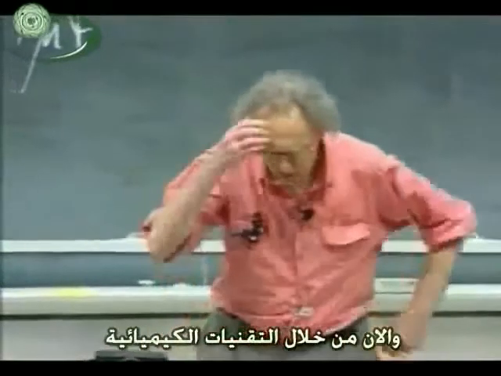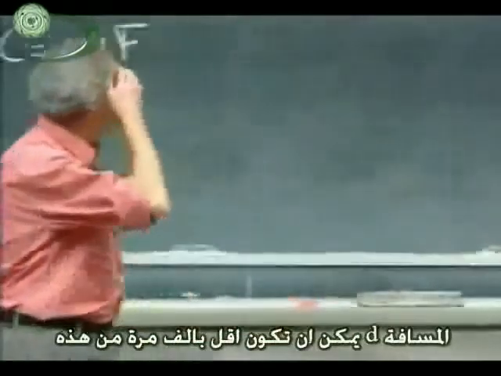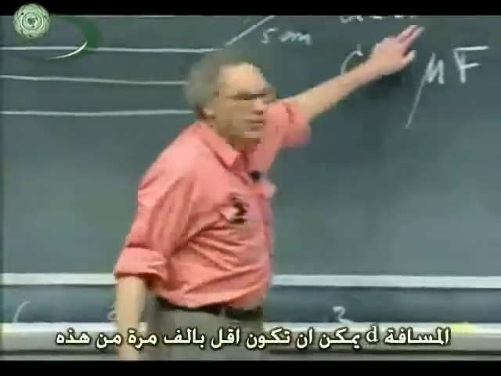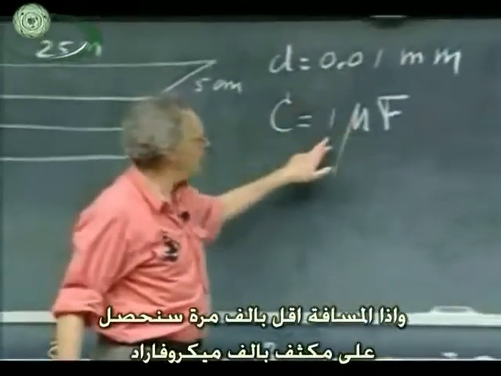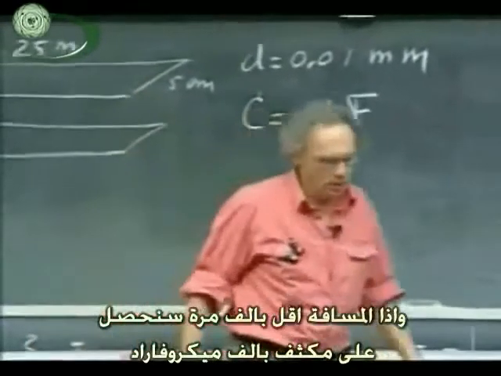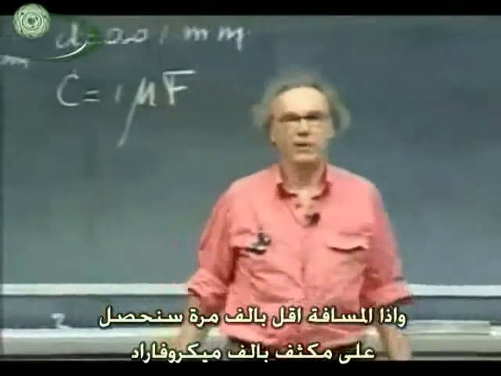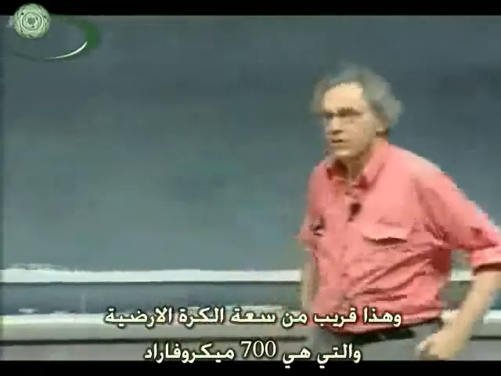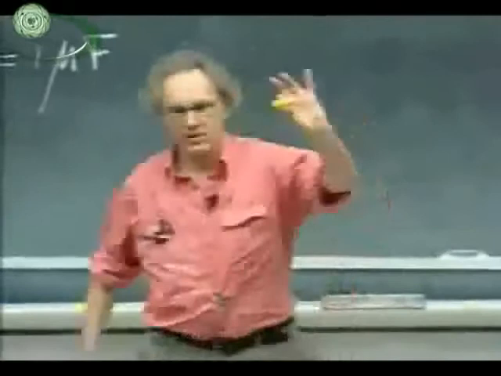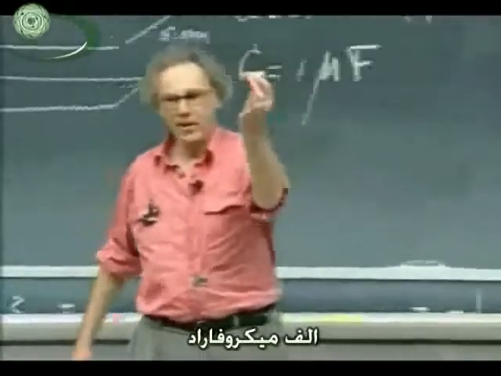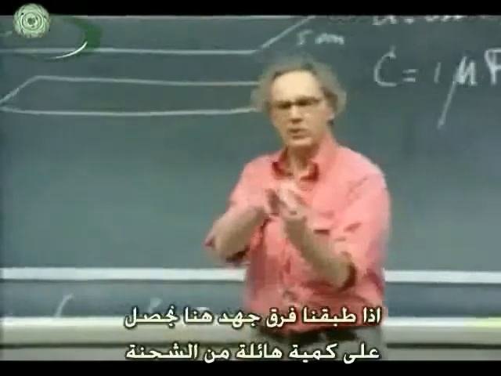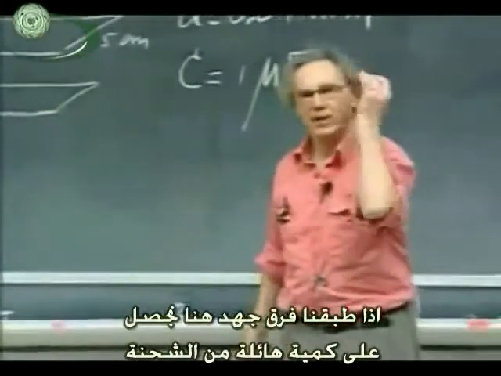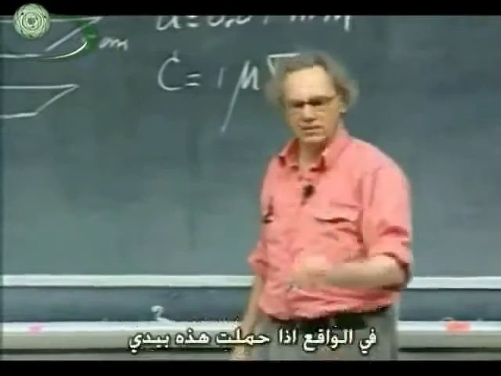Now, through chemical techniques, the distance d can easily be made 1,000 times smaller than this. And if the distance is 1,000 times smaller, then you would get a capacitance of 1,000 microfarad. Compare that with the Earth, which is only 700 microfarad. So a capacitor like this is 1,000 microfarad. If we bring the potential difference over here, then we get a tremendous amount of charge on here.